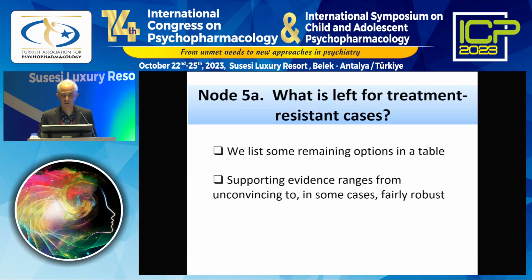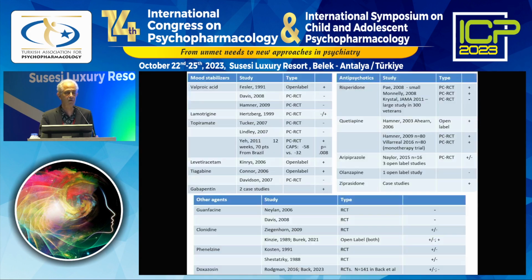All right, so what's left? We're at the bottom of the algorithm for treatment-resistant cases. So I have some remaining options that are listed in a table. And it may be hard to see that table. I'll explain it a little bit. But the supporting evidence ranges from unconvincing to, in some cases, fairly robust.